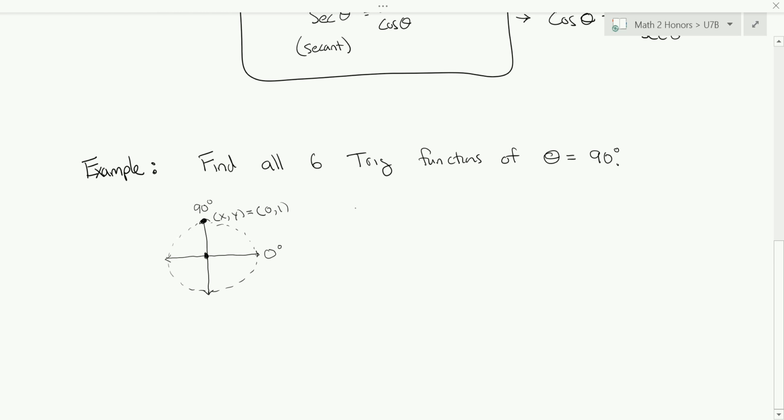And then we know that the sine of 90 is going to be our x value, which is, no, I said it wrong, didn't I? All right. Sine is going to be the y value, which is 1. The cosine of 90 is going to be the x value, which is 0. And go ahead and find the tangent. I'm going to fix my y here.